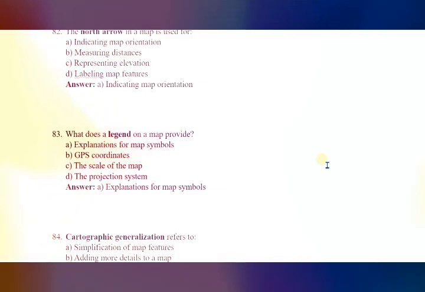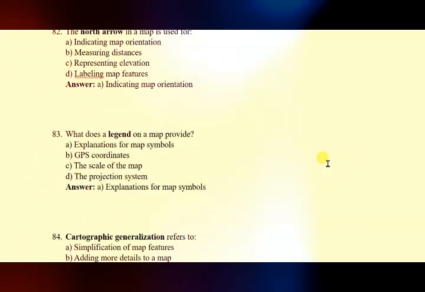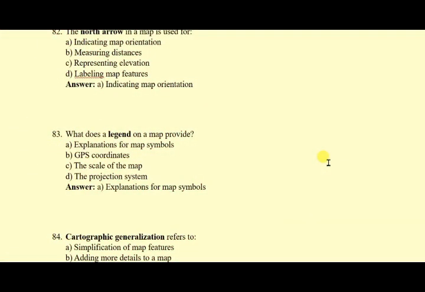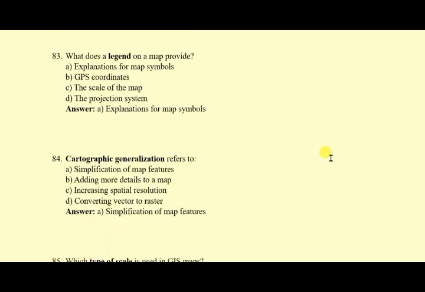What does a legend on a map provide? Explanations for map symbols, GPS coordinates, the scale of the map, the projection system. The right answer will be explanations for map symbols.